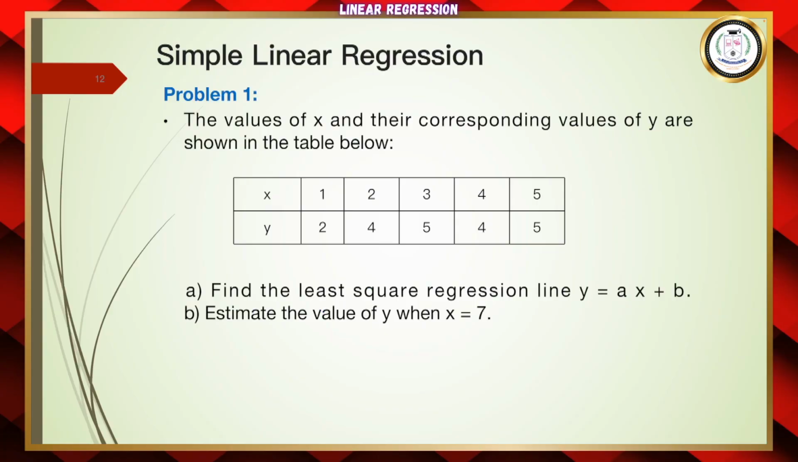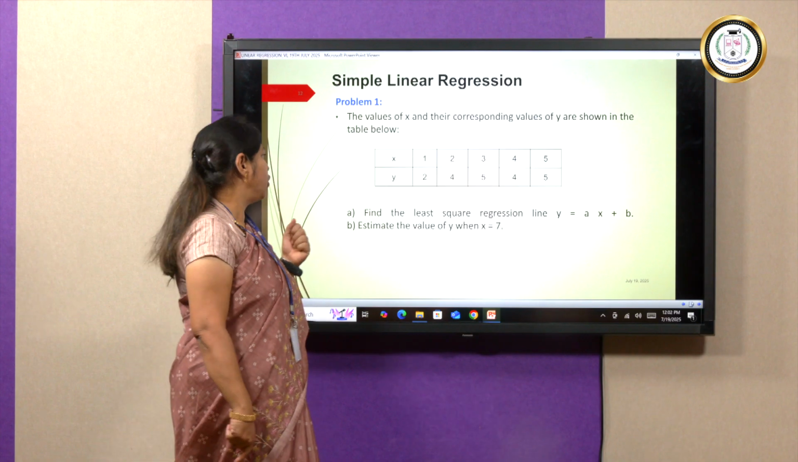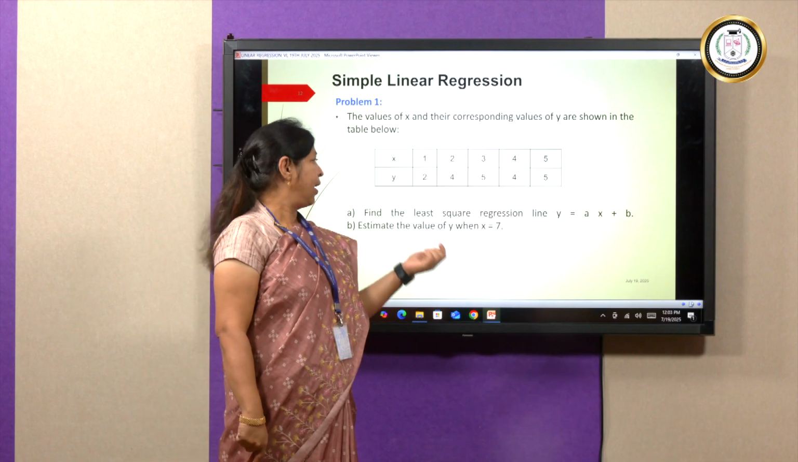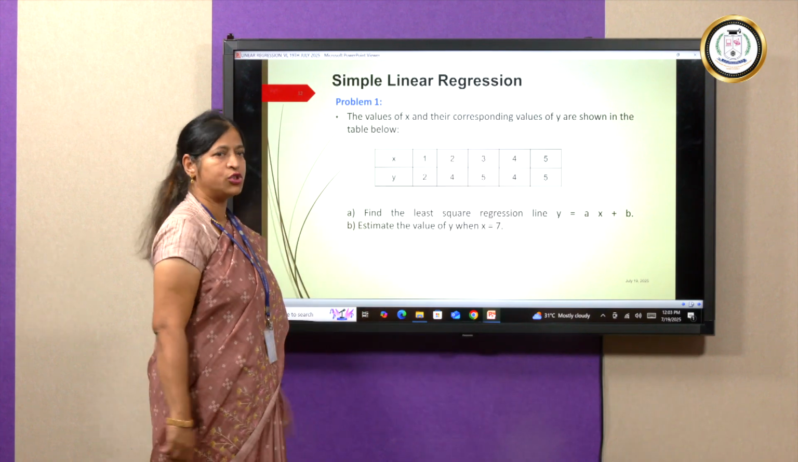We are going to solve the problem now. You will be given a problem like this. You will be provided a data set like this where you will have x values and y values. And the question normally could be, you have to find the regression line and for a particular x value, you have to find out the y value. Let us see how to solve it.